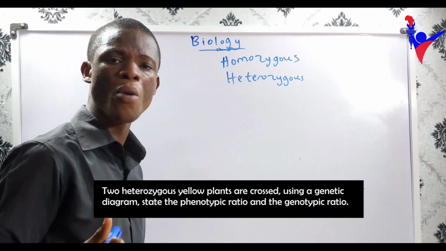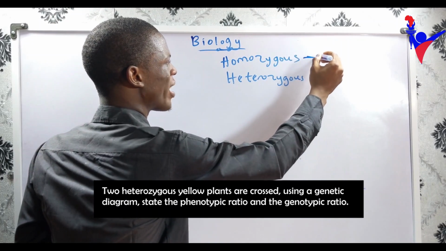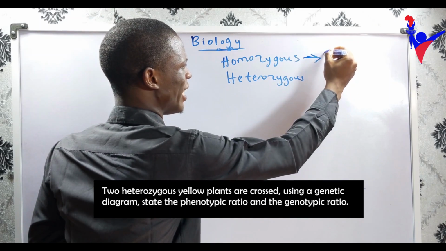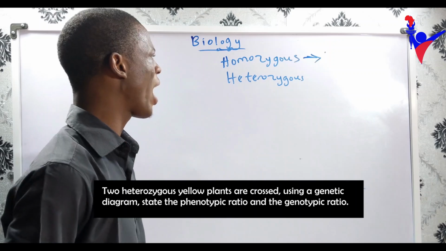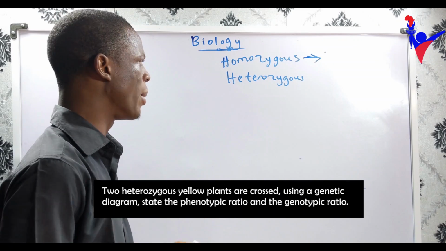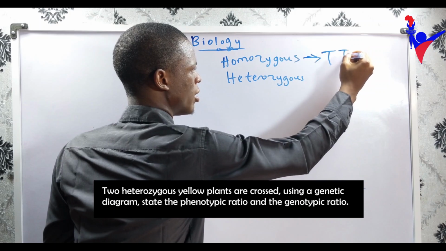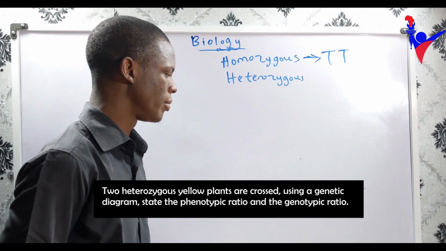Alright, back to business. Homo means the same allele. For example, we can have a homozygous trait for tallness. Let's just say we are representing our tallness trait to be T. So we have homozygous, since we have the same, we have T T. So we have a pair of traits.